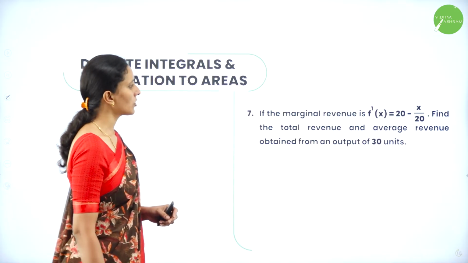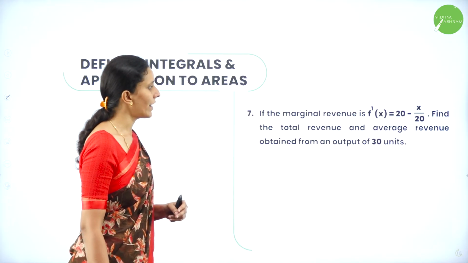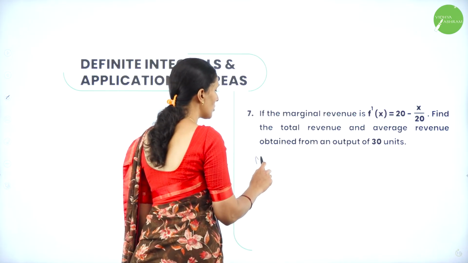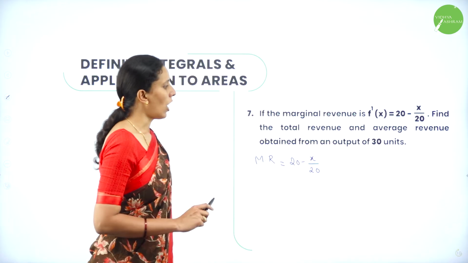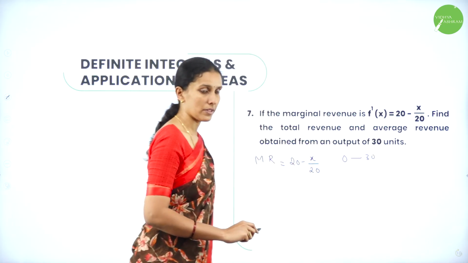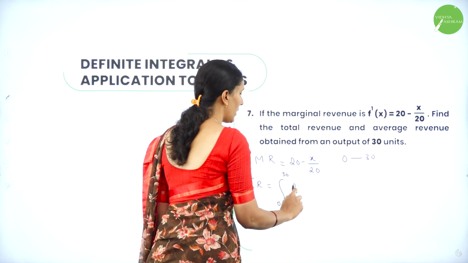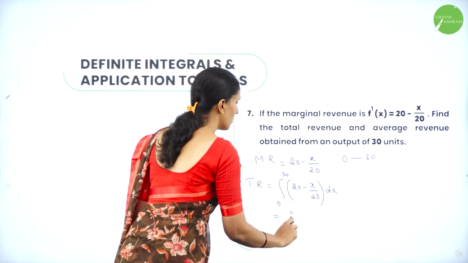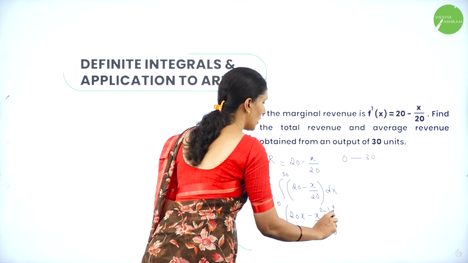Next question, if the marginal revenue is f dash of x is equal to 20 minus x by 20, find the total revenue and average revenue obtained from an output of 30 units. So therefore, here marginal revenue is given, that is 20 minus x by 20. Output is 30 units. So therefore, we can take the limits from 0 to 30. So the total revenue of the function is the integral from 0 to 30 of 20 minus x by 20 into dx, which becomes 20x minus x square by 40 from 0 to 30.